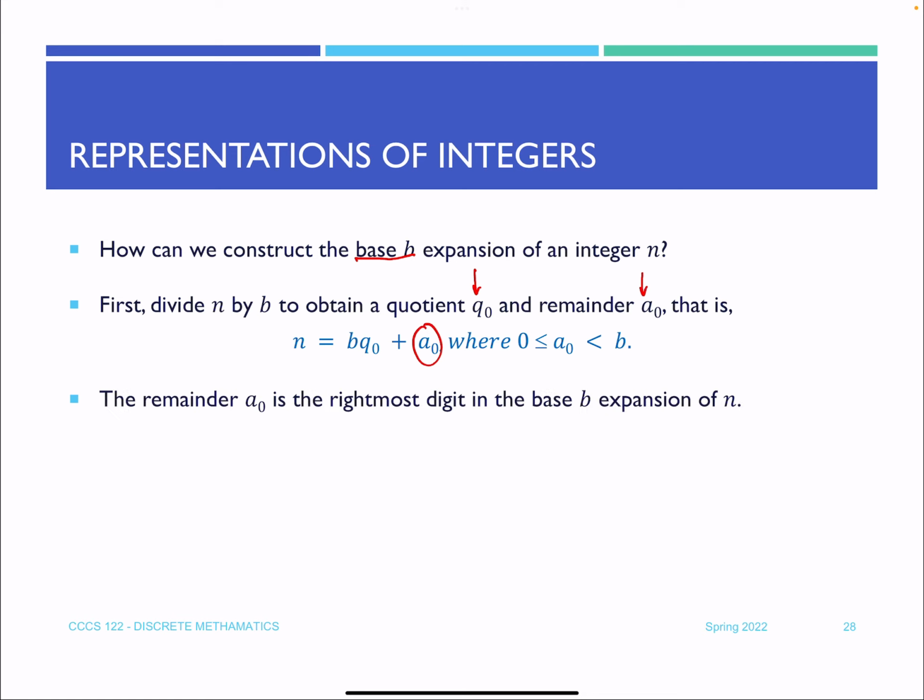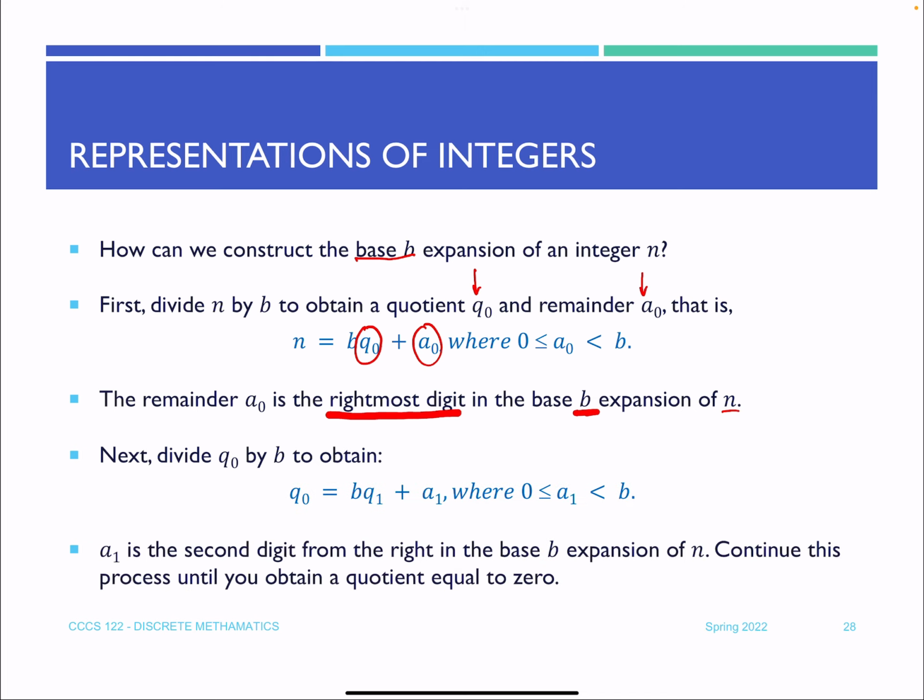The remainder, as you can see, I'm calling it A0, becomes the lowest, the rightmost digit in the base B representation of number n. And then you take the quotient and you divide it by B again. And that will give you the next digit in the base B expansion of this integer, until the quotient becomes equal to 0. So the next digit you get is A1 and Q1. Q1 is then again divided by B, and you get from that Q2 and remainder A2. A2 becomes the third digit, and so on.